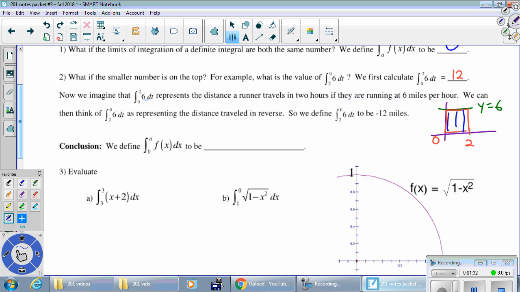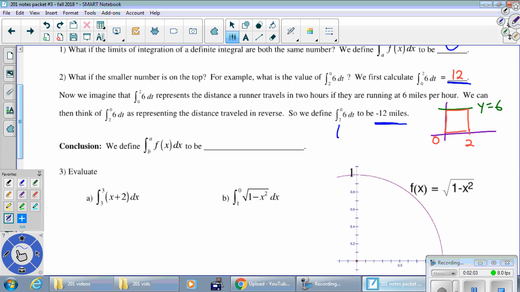We can then think of the integral from 2 to 0, that's backwards, as representing the distance traveled in reverse. You could imagine somebody has recorded this person running for 2 hours, and you decide to watch the video backwards, starting at the 2-hour mark in the video and ending at the start, the 0-hour mark in the video. And so if you were watching this person run backwards, you could make the case that instead of saying they ran 12 miles forwards, they actually ended up running negative 12 miles because they were going the wrong way.